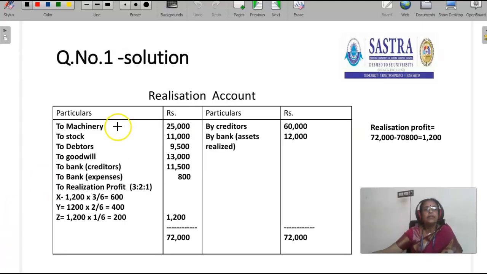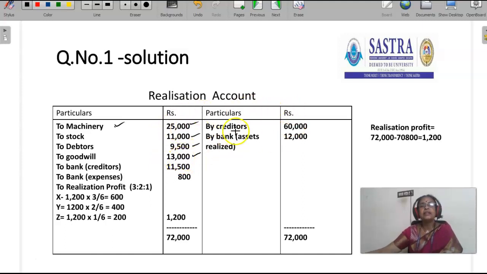This is question number 1, realization account. Solution. The first step, we transfer all the assets to the realization account. Machinery 25,000. Stock 11,000. Debtors 9,500. Goodwill in the book, that also should be transferred here because in the dissolution the goodwill is considered as an asset. No special treatment is required.